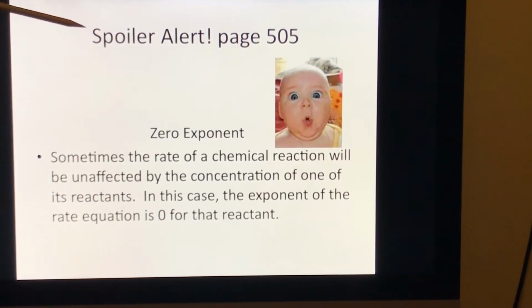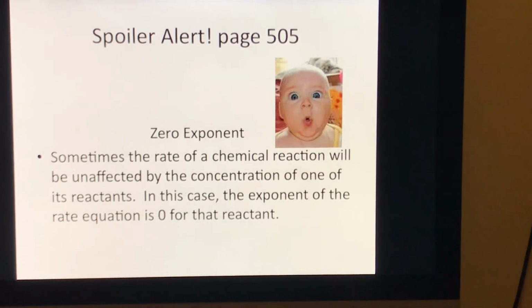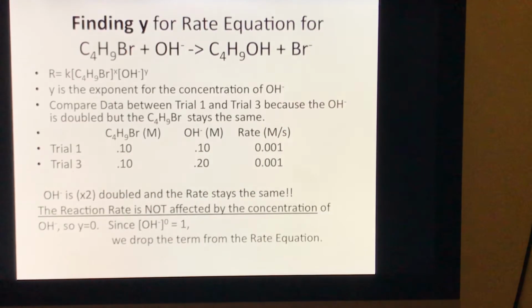Okay, spoiler alert, sometimes you can get a 0 exponent. Sometimes the rate of a chemical reaction will be unaffected by the concentration of one of its reactants. In this case, the exponent of the rate equation is 0. So let's see perhaps an example of that. Looking back at this equation that we've been working on, now we need to solve for Y.